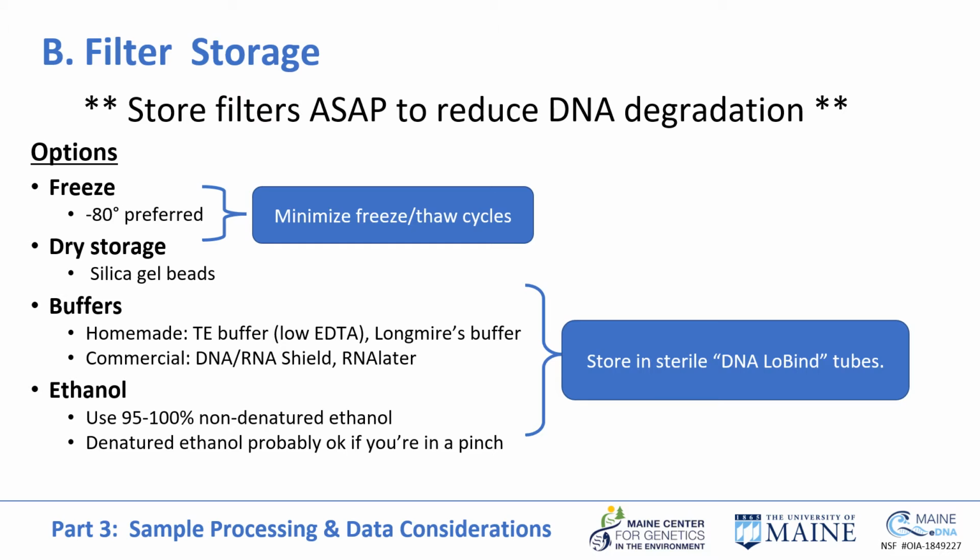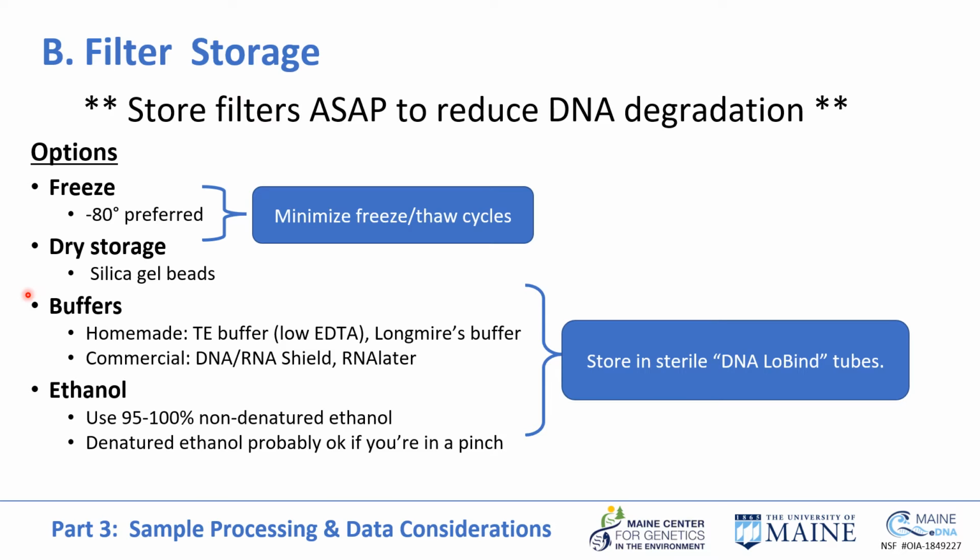As soon as you filter your samples, you're going to want to store those filters in a way that reduces DNA degradation. And again, we have several options for this. The first one is freezing. If you have a -80 degrees freezer, you can just put your filters in there. The only thing to think about is that you want to minimize freeze-thaw cycles that will degrade DNA. Another viable option is dry storage. So in the absence of water, DNA degrades very slowly. So you could, for example, put your filters in a bag with silica gel beads and they should be fine for a very long time as well.